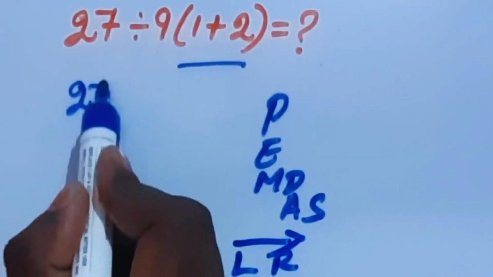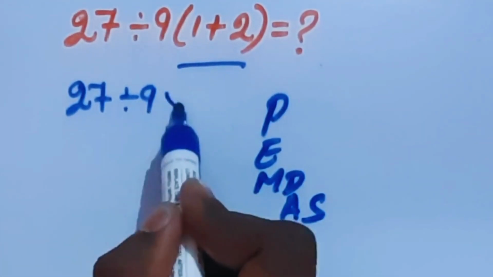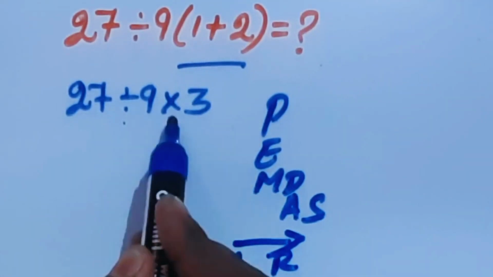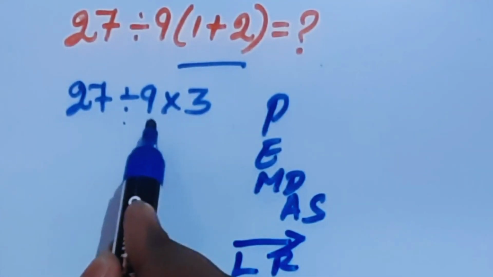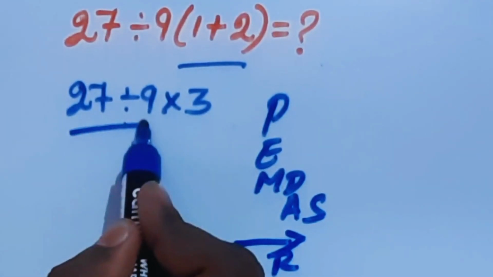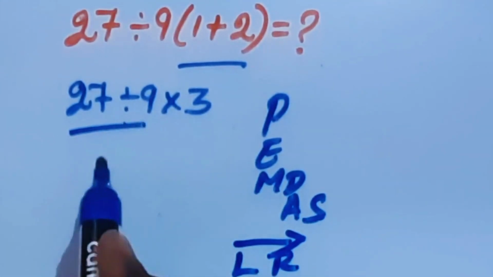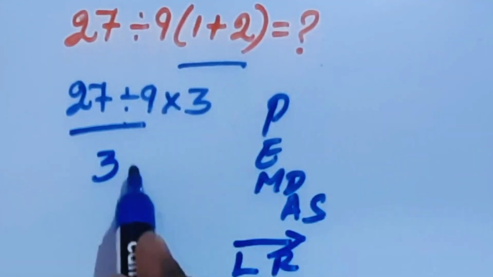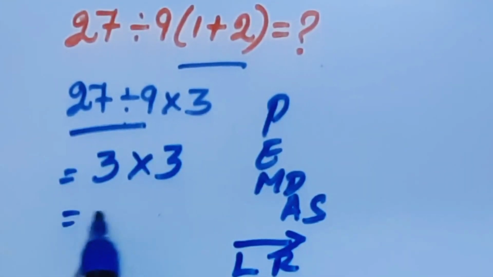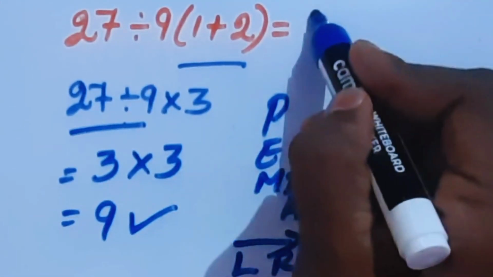So 27 divided by 9, this is 3. Now here, division and multiplication both are equal priority. We have to follow this left to right order. So left to right is this first. So 27 divided by 9 is 3, times this 3. Now 3 times 3 is 9. This is the correct answer. So 9.